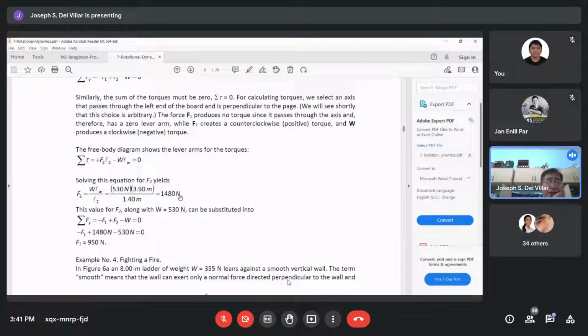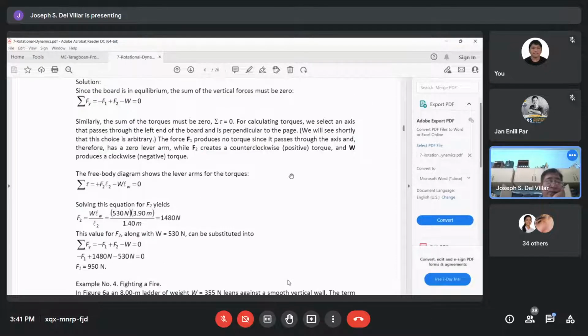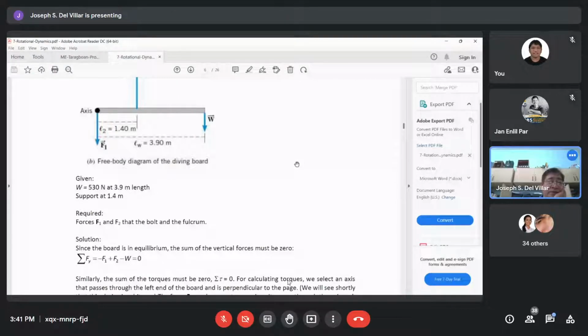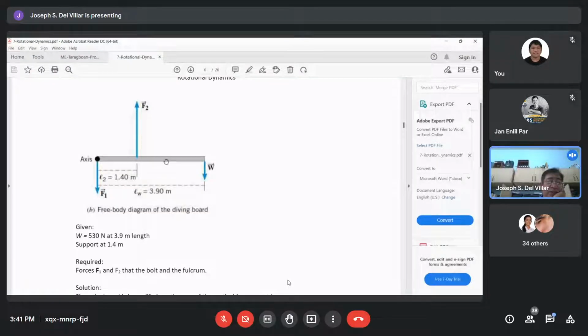Oh, ito kasi naka-rounded na, no? But we follow our convention na up to 2 decimal place. Now, let us check if that is F2, no? Okay, so how do we check na tama yung F2? Okay, one way to check that is choose another pivot point. Kanina baga fulcrum, di ba? Halimbawa, gawin nating pivot point yung bolt, itong axis of rotation.